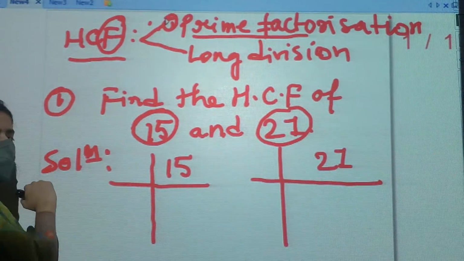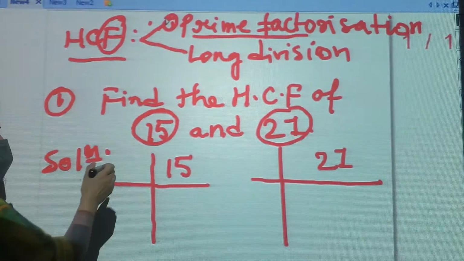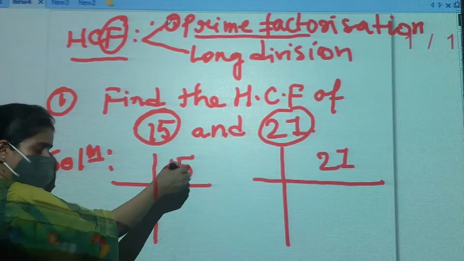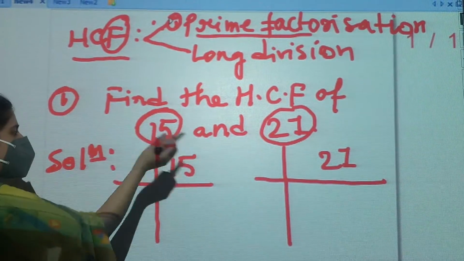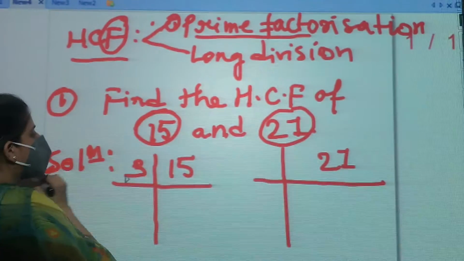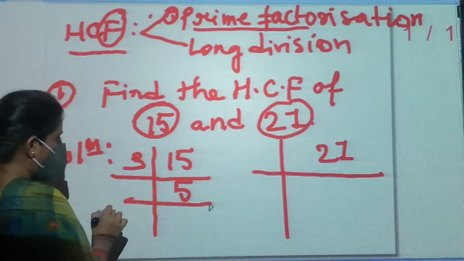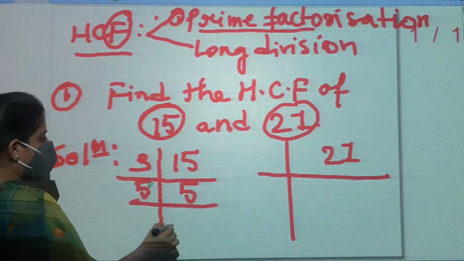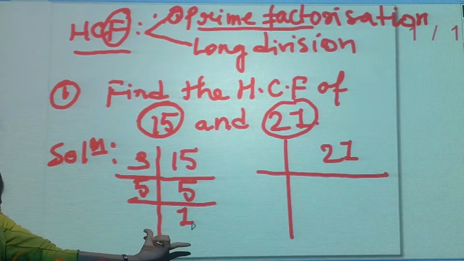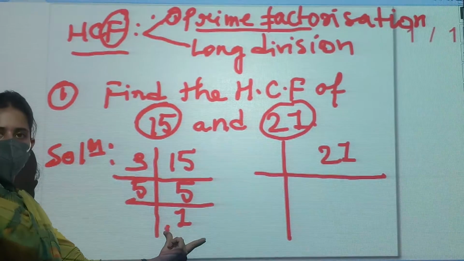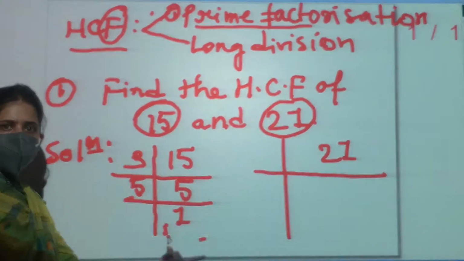Now tell me the smallest prime number. 2. 2 does not divide this 15. So move to the next smallest prime number, 3. 3 fives are 15. Now 5 is divisible by 5. We will keep dividing until we get the remainder as 1.